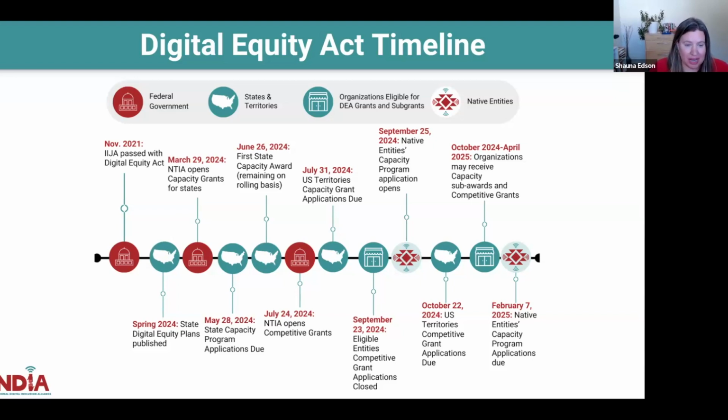The Native Entities Capacity Grant Program funds are also included in this bucket of funding. The application for Native entities opened on September 25th and closes on February 7th. And lastly, we have the Competitive Grant Program, which began with the release of the NOFO on July 24th of this year, and applications were due on September 23rd. NTIA expects to start awarding funds in the winter of this year.